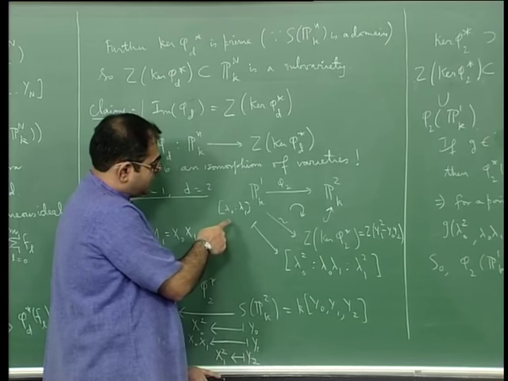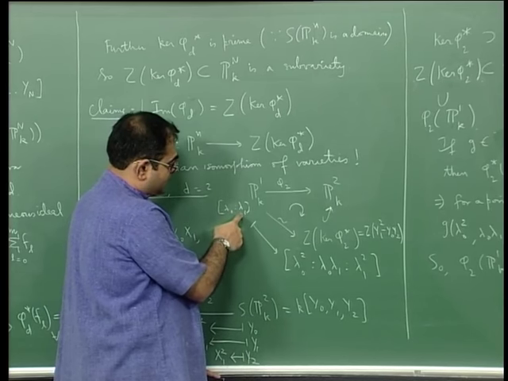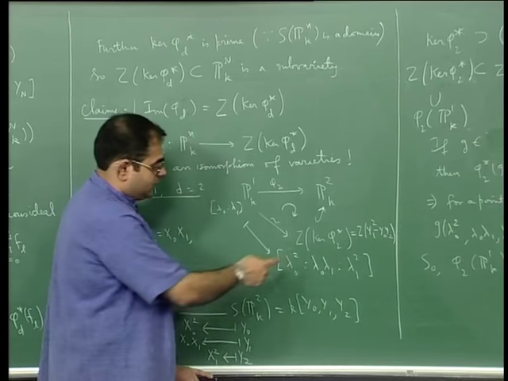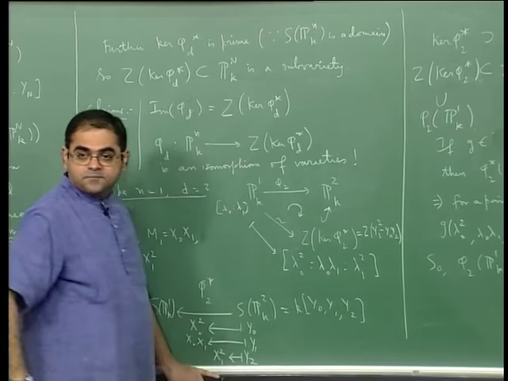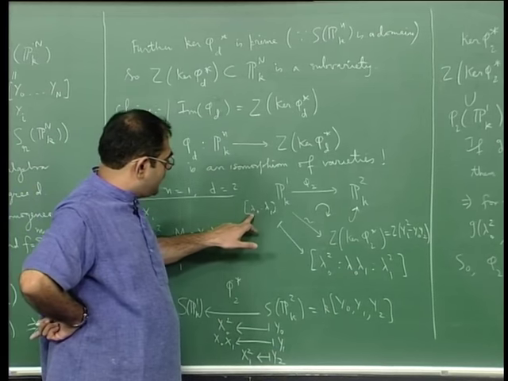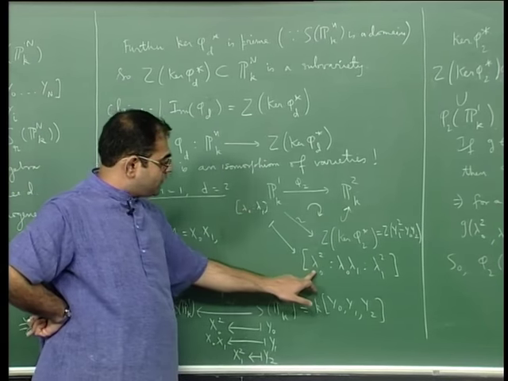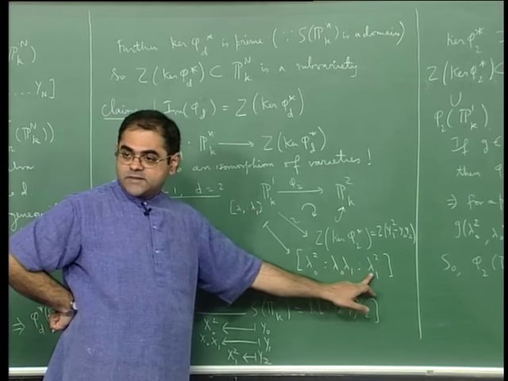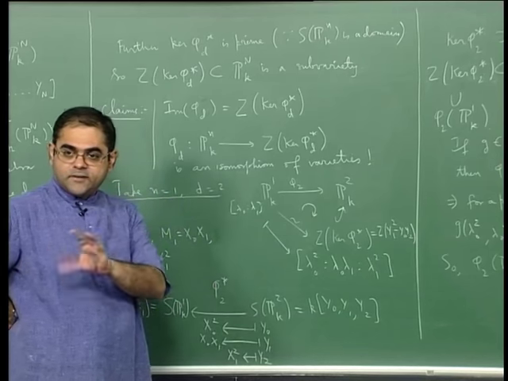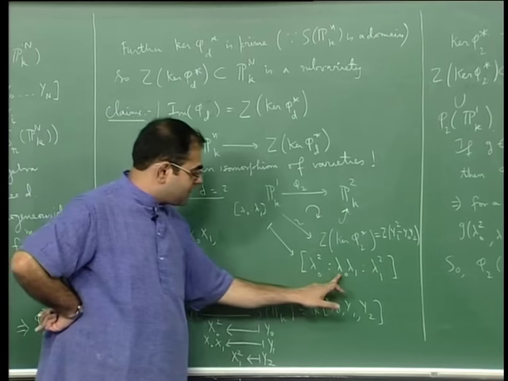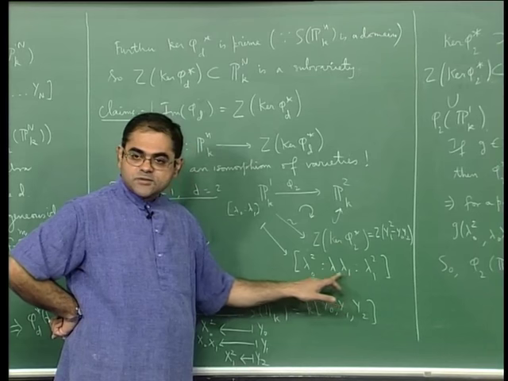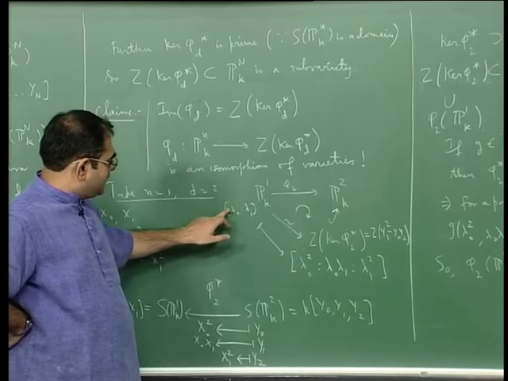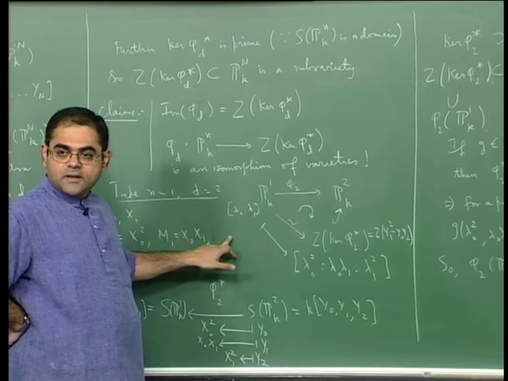Why is it set theoretically injective? Because if you have lambda naught, lambda 1 and lambda naught prime, lambda 1 prime, suppose they go to the same thing. First of all you will get lambda naught squared equal to lambda naught prime squared, and lambda 1 squared equal to lambda 1 prime squared. The only problem is that when you take square roots, you could have taken different square roots, but the fact that lambda naught lambda 1 is also equal to lambda naught prime lambda 1 prime will ensure that lambda naught lambda 1 you started with is equal to lambda naught prime lambda 1 prime.